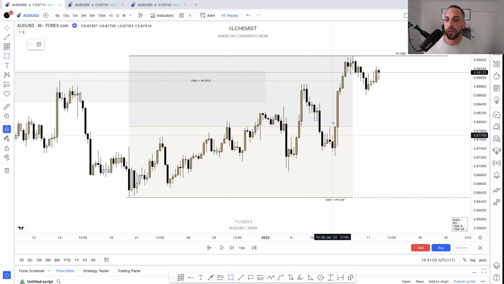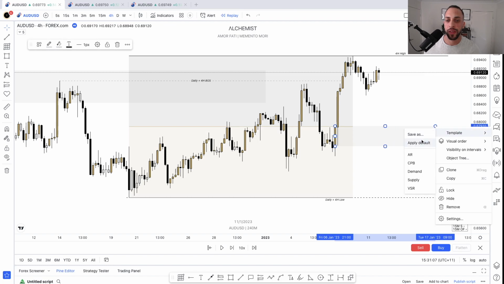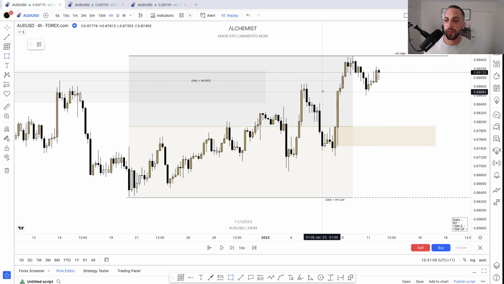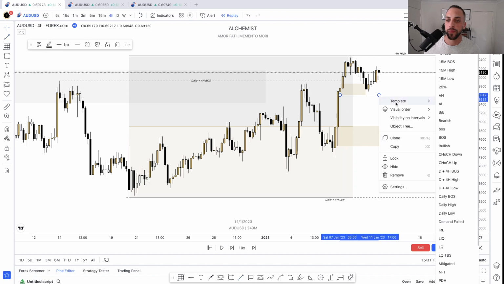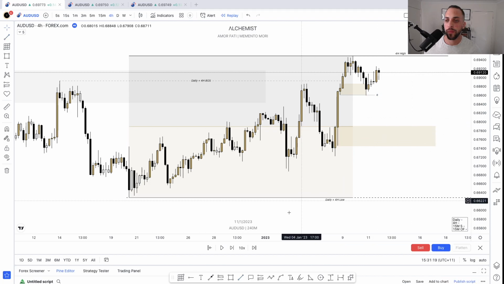Now, in terms of POIs, again, they're the same ones from last video. This is a demand. This one here is a demand as well, which is currently still holding, hasn't yet closed below the body. We have swept below it. That had interacted with this as a supply.